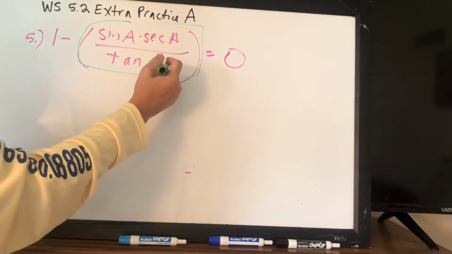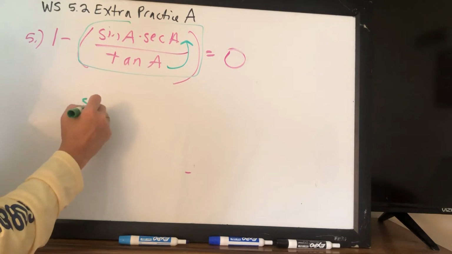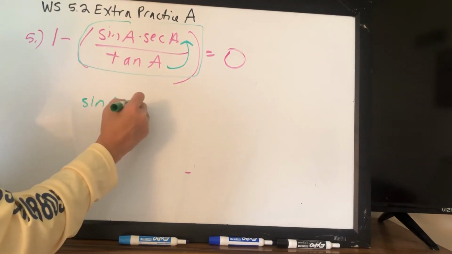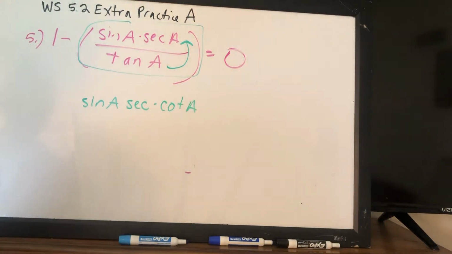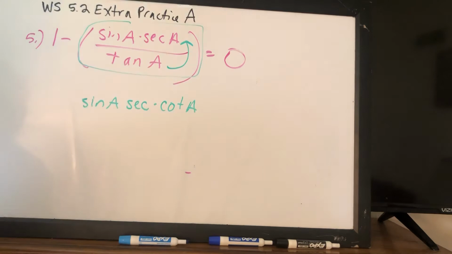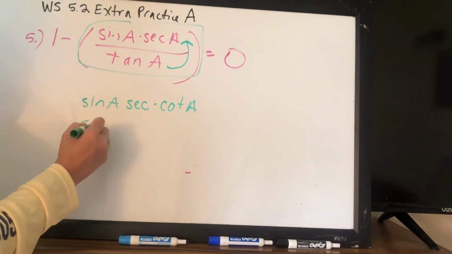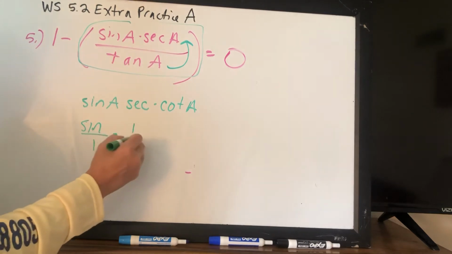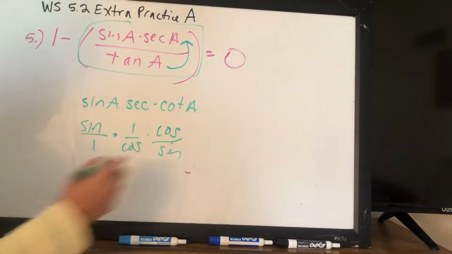I'm going to bring this up top like we did on that last problem. So I have sine A, secant A, and cotangent A. Okay? So I just brought this up top so that I didn't have fractions over fractions. Now I'm going to change them all to sines and cosines and see what can cancel. Sine over 1, 1 over cosine, cosine over sine. Okay?